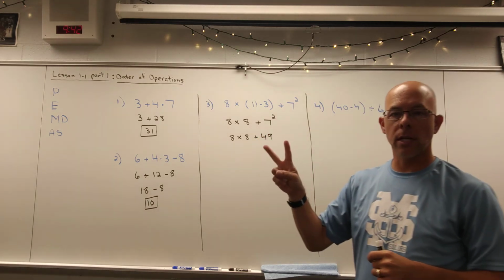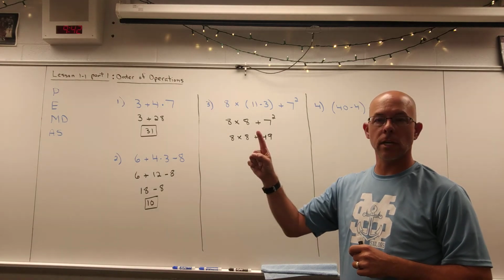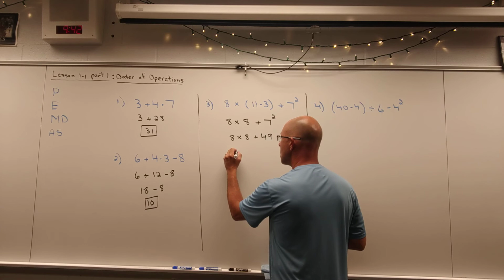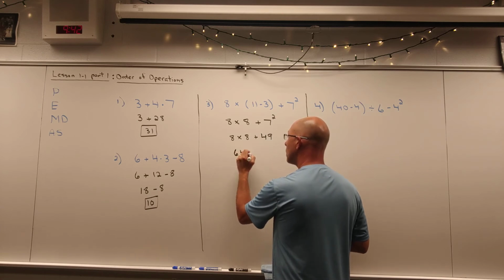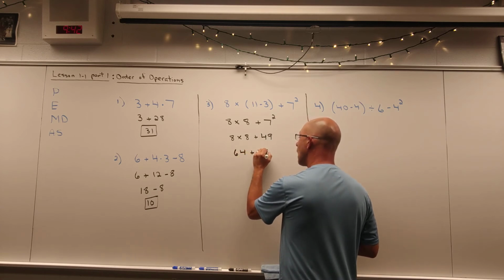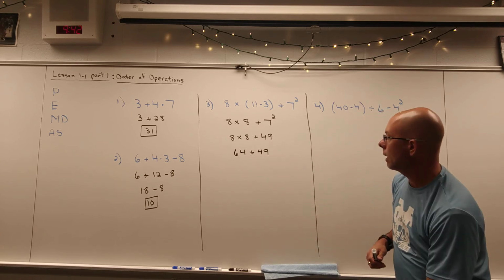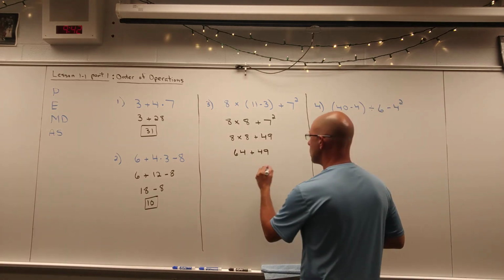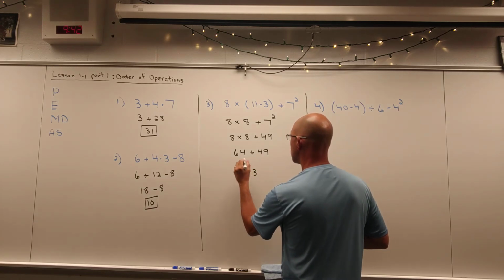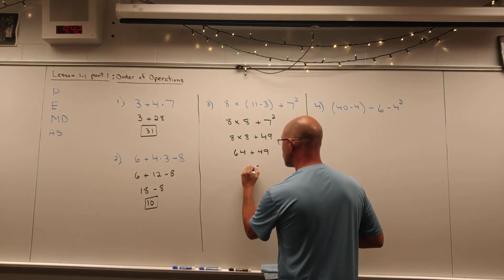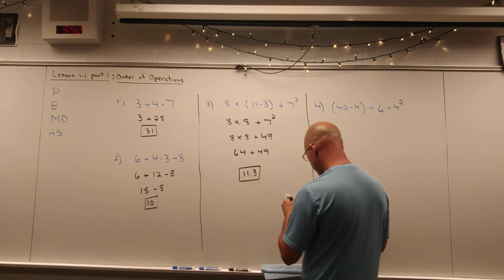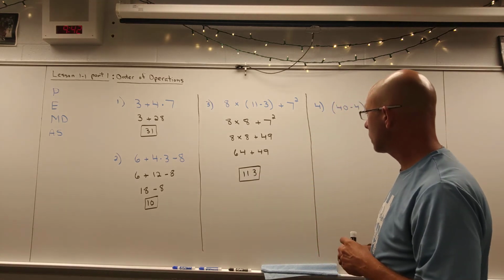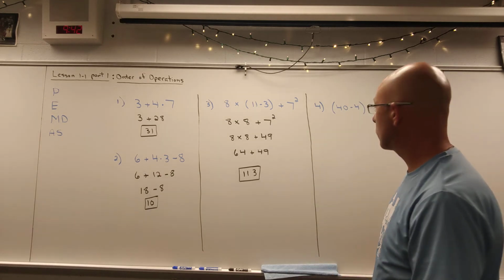We have multiplication and addition left in this question. Multiplication takes precedence next. 8 times 8, 64, plus 49. And then lastly, we need to do that addition, which is looking like, let's see, 13, 11, 113. Boy, let's hope I didn't mess that up already, huh? Looking at 13, yeah. So there we go, 113.